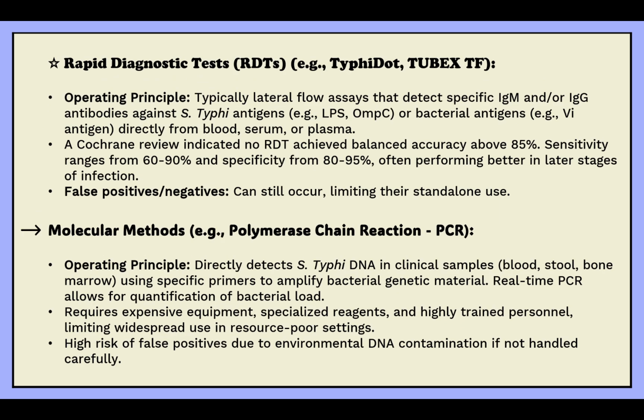Rapid diagnostic tests such as Typhidot or Tubex TF are lateral flow assays detecting specific IgM and IgG antibodies or bacterial antigens. A Cochrane review indicated that no RDT achieved balanced accuracy above 85%, with sensitivity typically 60 to 90% and specificity 80 to 95%. They also have limitations with false positives and negatives.